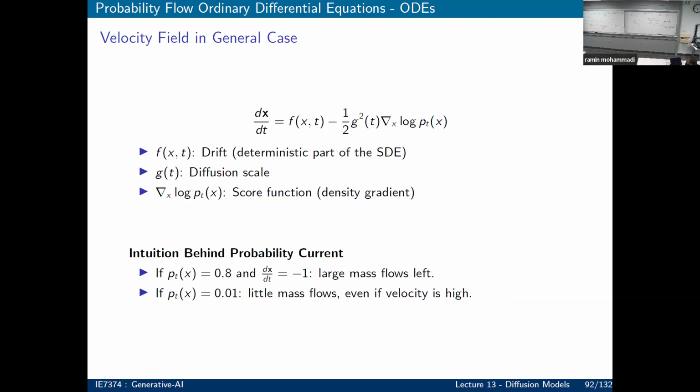If this term dx over dt is -1, that means the flow is going to the left in the reverse direction. If it's positive, it means flow to the right, right? So it has a value. You multiply by this, so if this is -1 and the probability is high, it tells you a large amount of probability, or image, is moving to the left. If the probability is small, it tells you a small amount is moving.